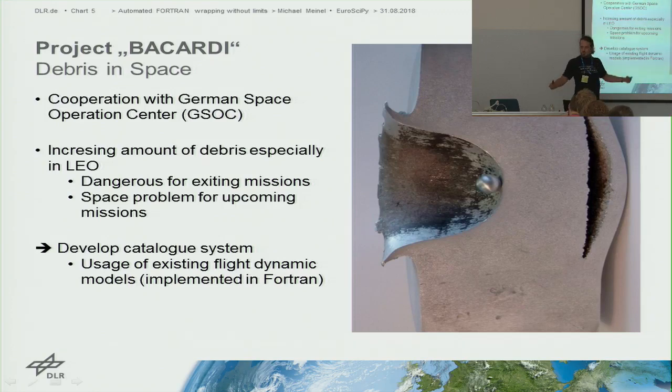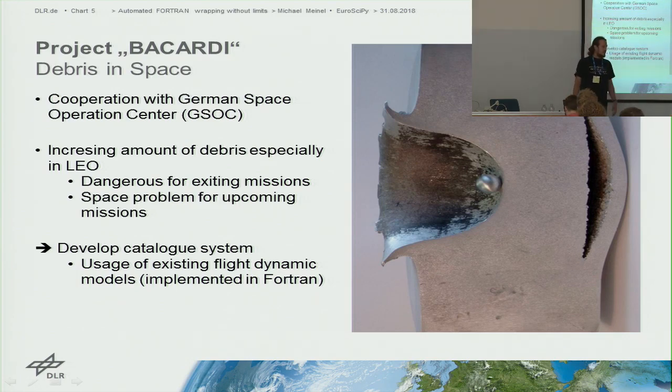big particle with a speed of 14 kilometers per second can really do lots of harm, even if it's really, really small. And therefore we have partners in the German Space Operations Center, which help us develop this catalog, and they have a really cool flight dynamics software which is completely written in Fortran. And of course, we don't want to write our catalog system in Fortran, we want to use Python for different reasons, so we have to interact with this Fortran code.